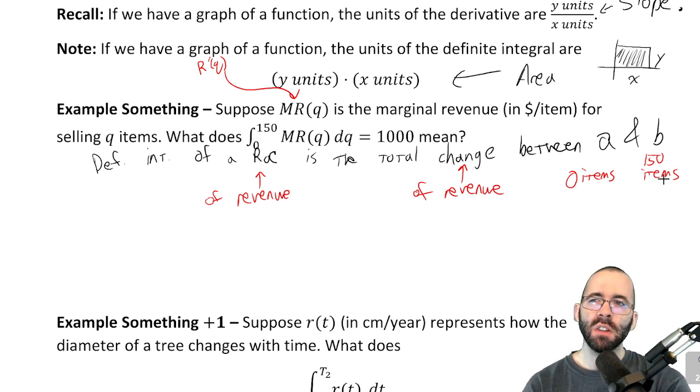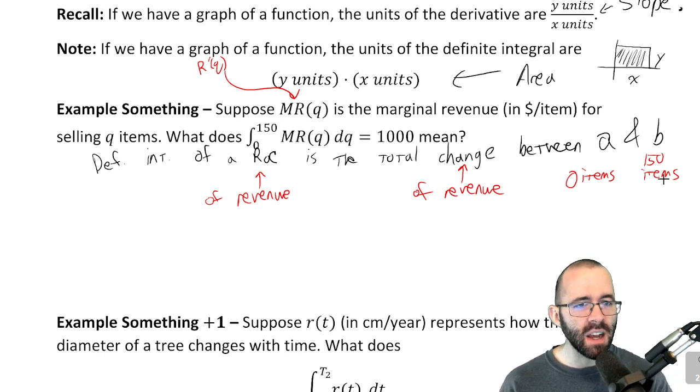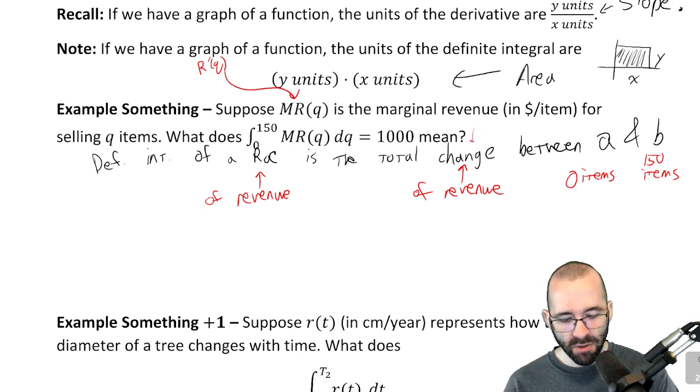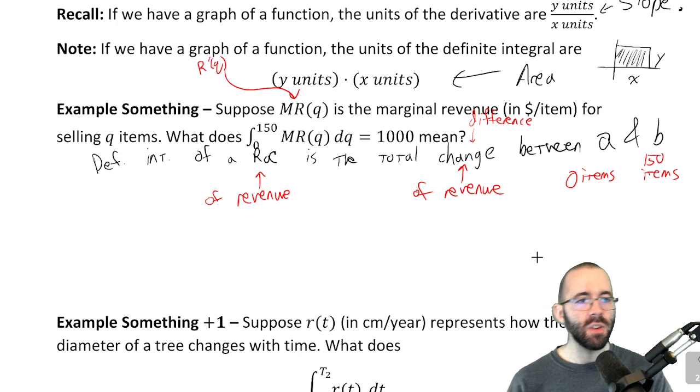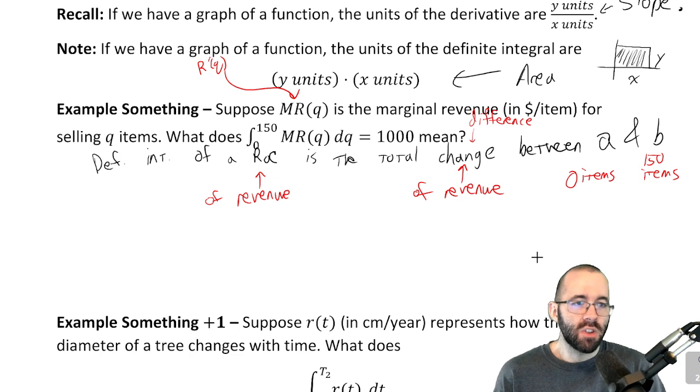What's the change? The difference. Ooh, maybe we use that word. Instead of change, it could be difference. The difference in revenue when we produce 0 items and the difference in revenue when we have 150 items. Well, there's no revenue when we don't sell any items. This will just be the total revenue of selling 150 items.